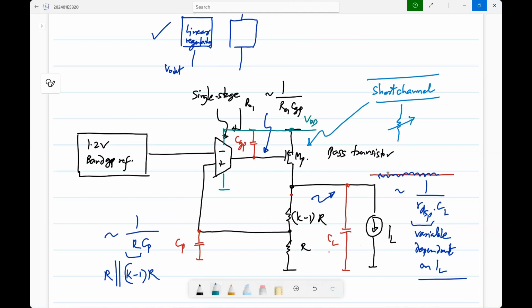Now, what is your first guess? If you just make this, what kind of step response will it have? Will it be well behaved? What do you think? 3 poles and not widely separated probably. So you expect a lot of ringing. So how will you fix this?